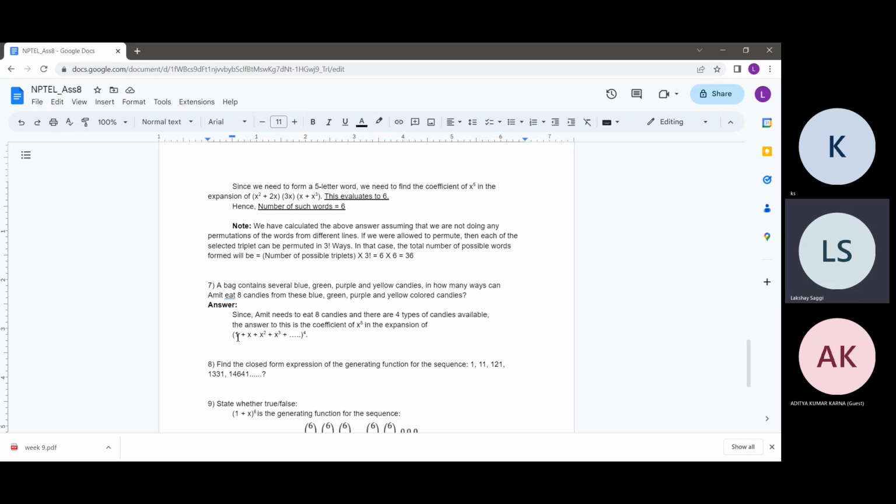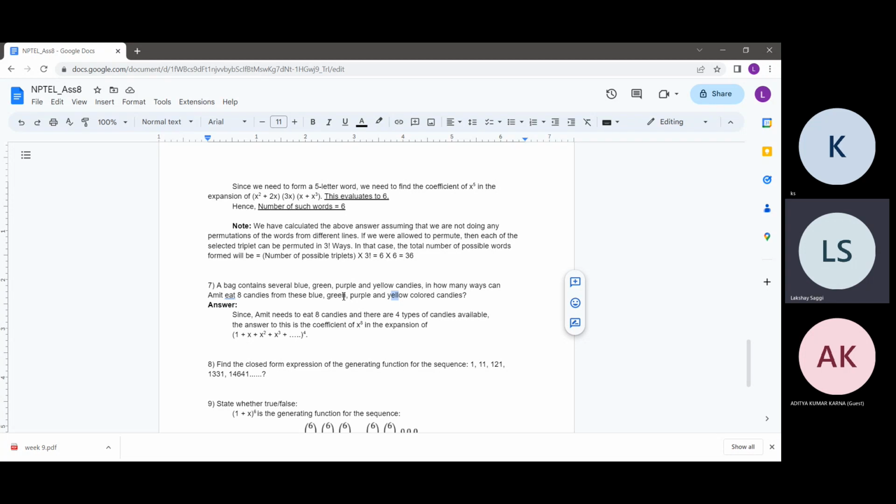Let's say from the first color, the blue color, only 2 candies are eaten. So x squared can be taken from blue. Then from the green, let's say 4 candies are eaten, so x to the power 4 will come from the green part. Then from purple, let's say 0 candies are taken, so x to the power 0 will come from that part. And from yellow, the remaining part can come.